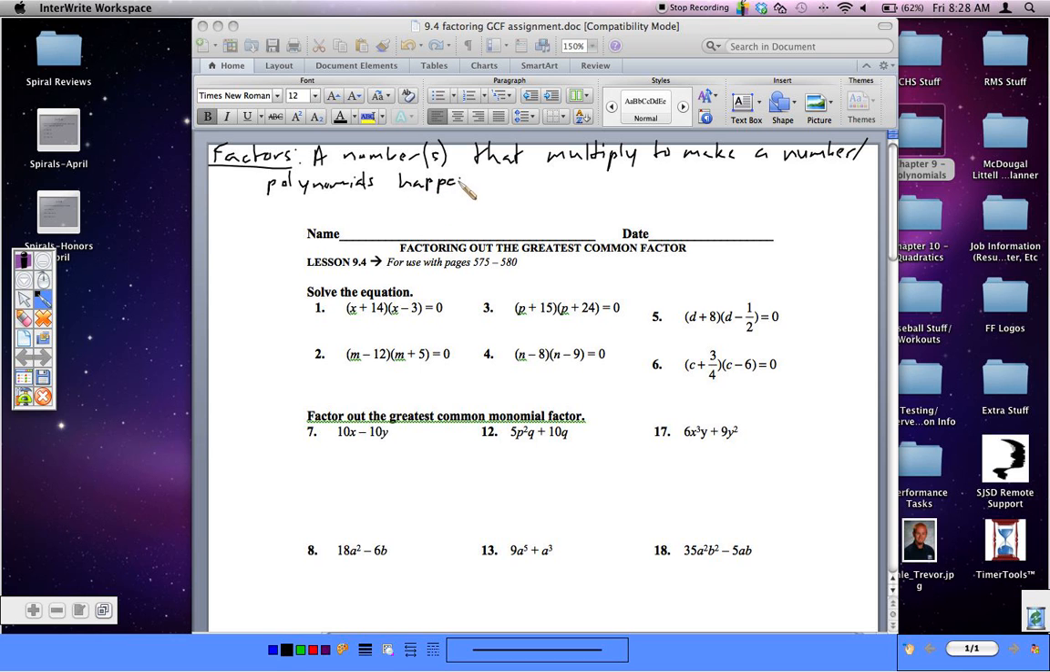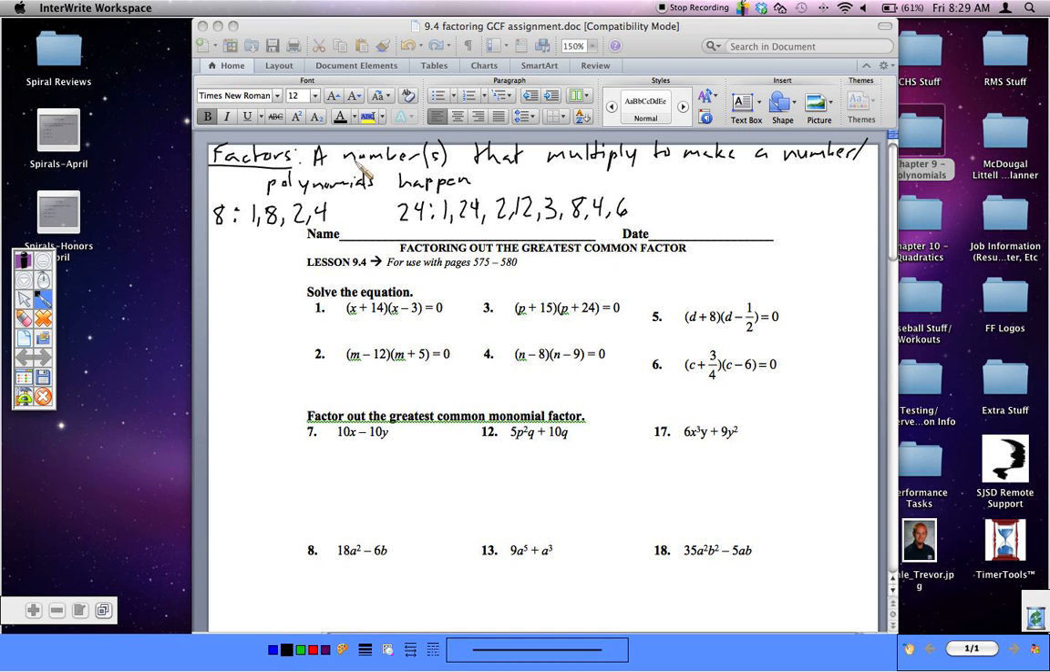So, if I asked you what multiplies to make the number 8, then you would tell me the numbers 1 and 8, sorry, and then the numbers 2 and 4. And if we looked at another number, for example, 24, the numbers that multiply to make 24 are 1 and 24, 2 and 12, 3 and 8, 4 and 6.